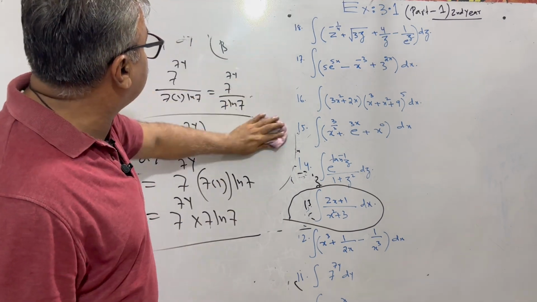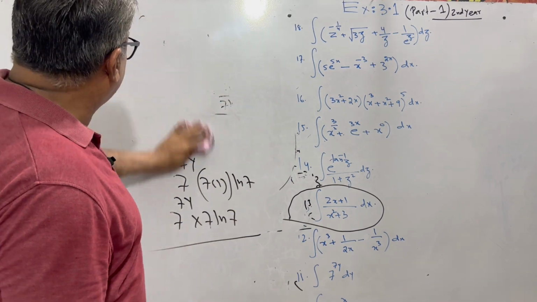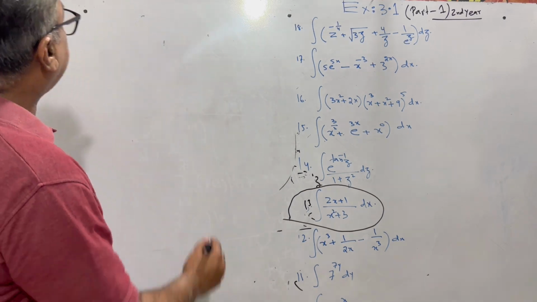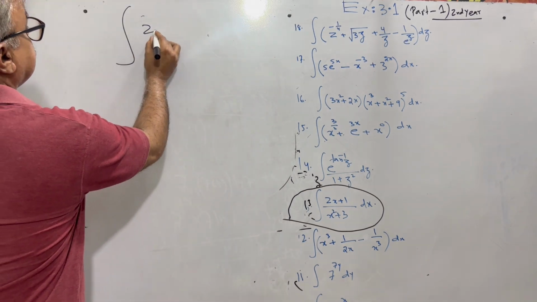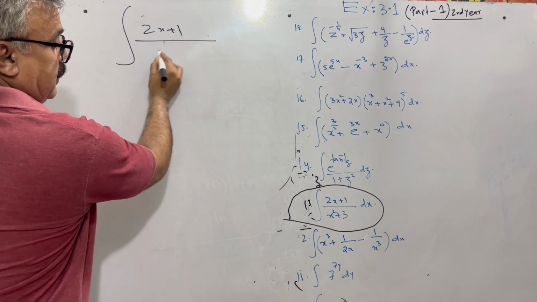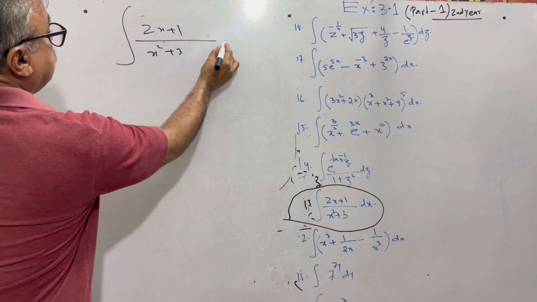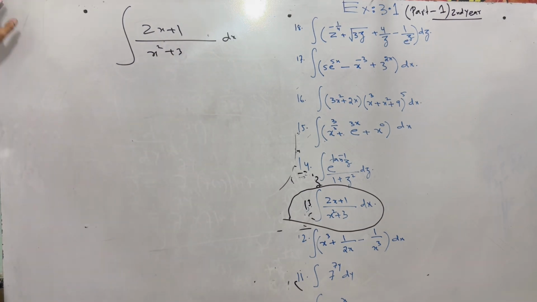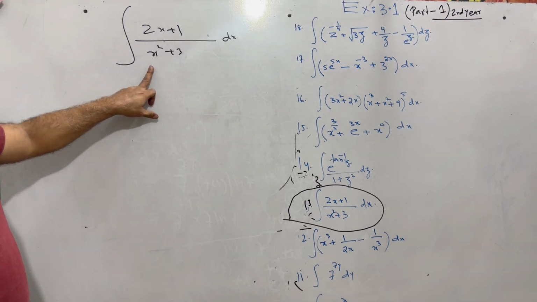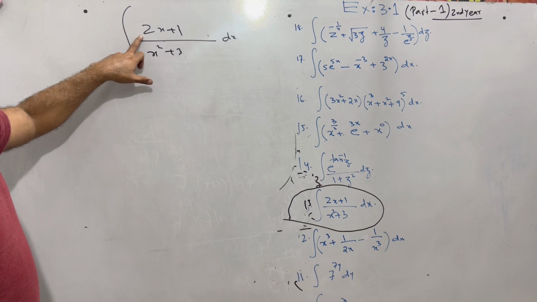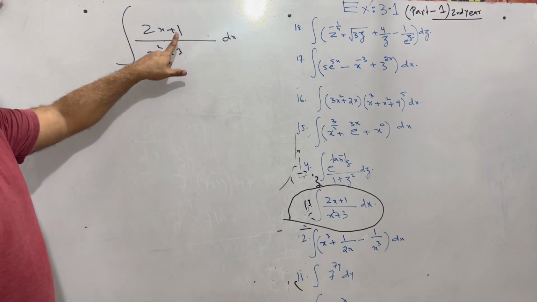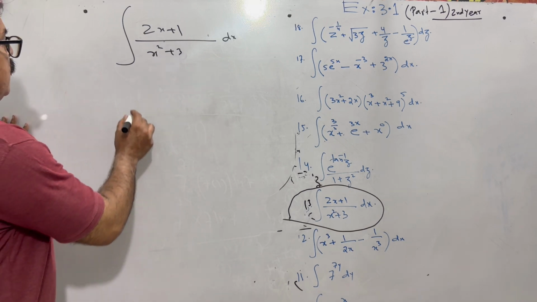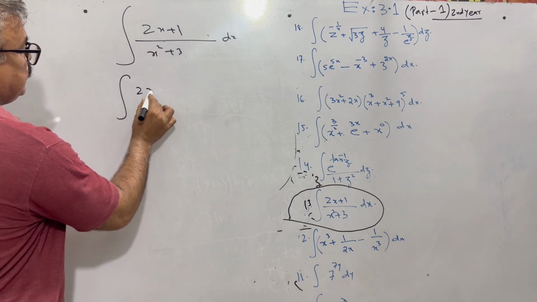Let's move to question number 13. Now we are in a position to take on this question: integral of 2x plus 1 divided by x square plus 3 dx. Look, it is not a simple case. If you apply substitution, the differentiation of x square is 2x, the differentiation of 3 is 0, not 1. So we can split this up.